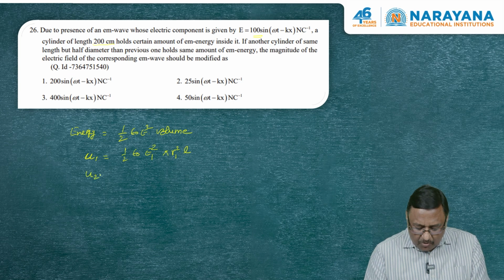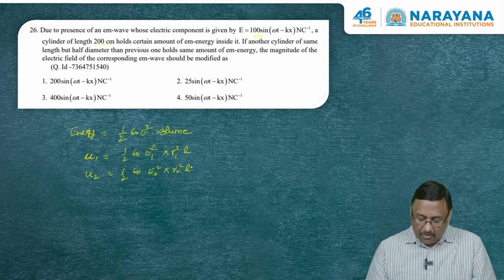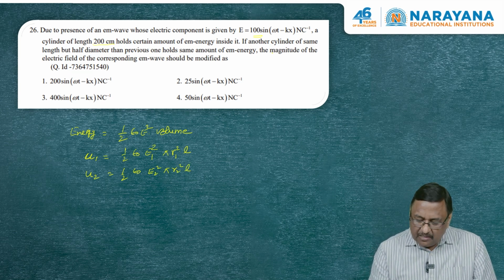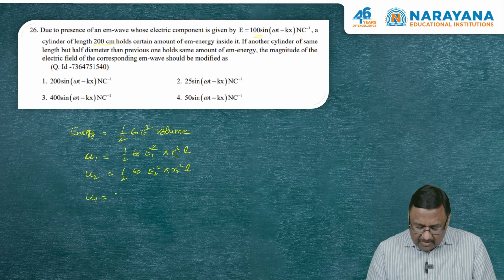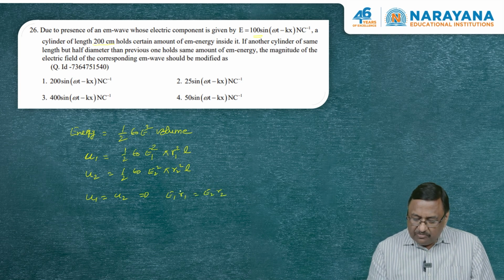Secondly, if you write U2, obviously it is going to be half of epsilon naught into E2 square into pi R2 square into L. If you compare these two, the two energies are going to be equal, so I can say U1 is equal to U2. All factors are going to cancel out here, so I can say E1 R1 is equal to E2 R2. I hope it is very easy for you to understand.